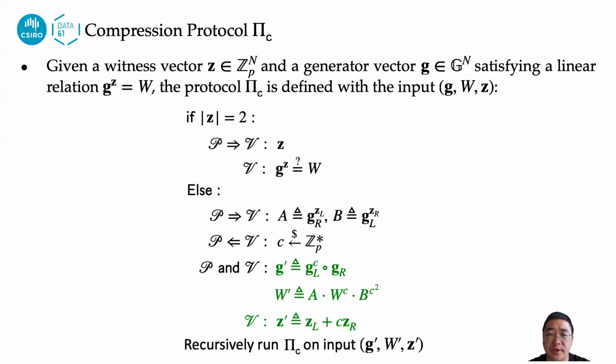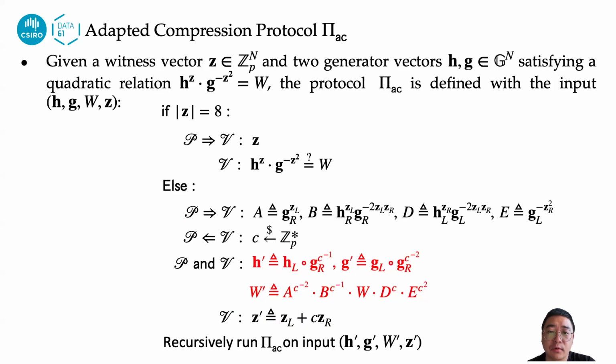So in the next recursion, the elements A, W, and B of the current recursion must be raised to the power of the challenge C prime of the next recursion. In this case, all the previous recursions must always consider the subsequent recursions. This increases additional computational overheads.